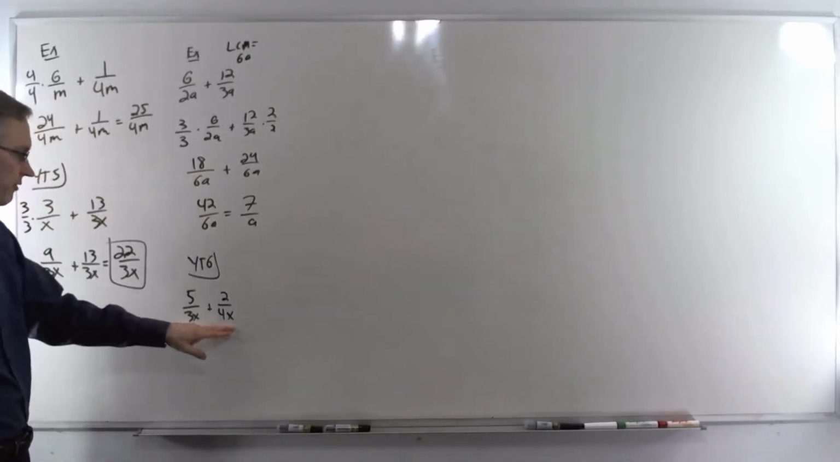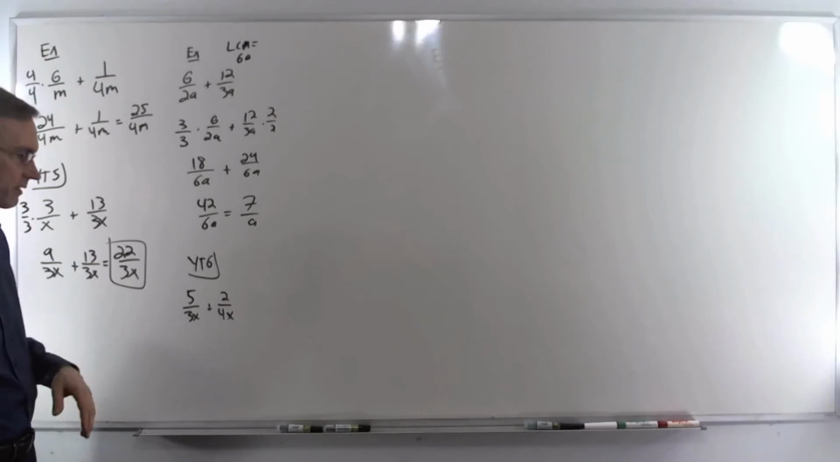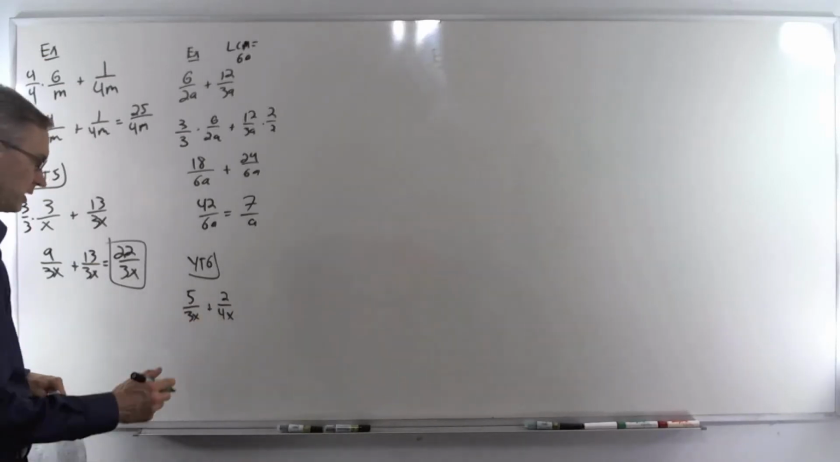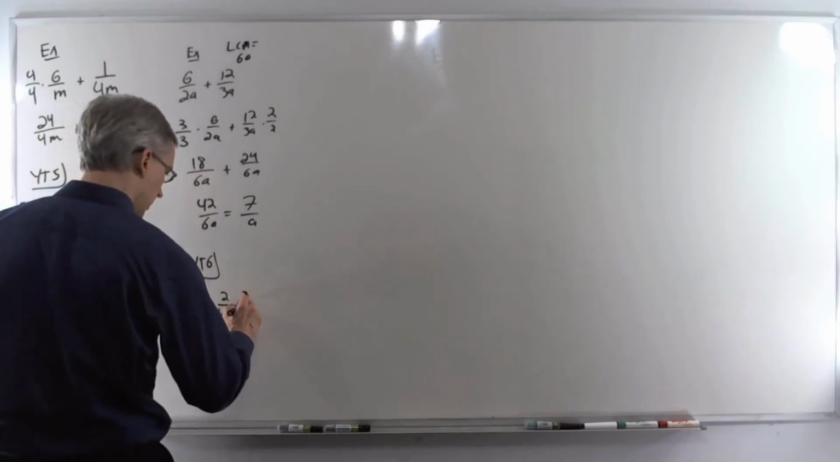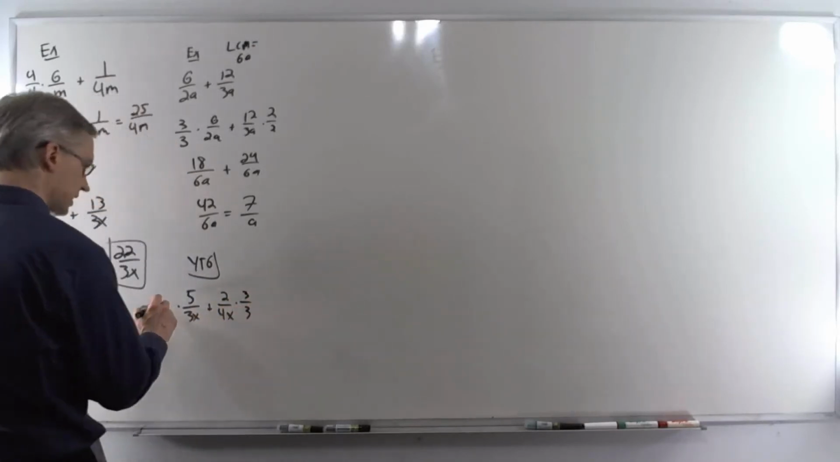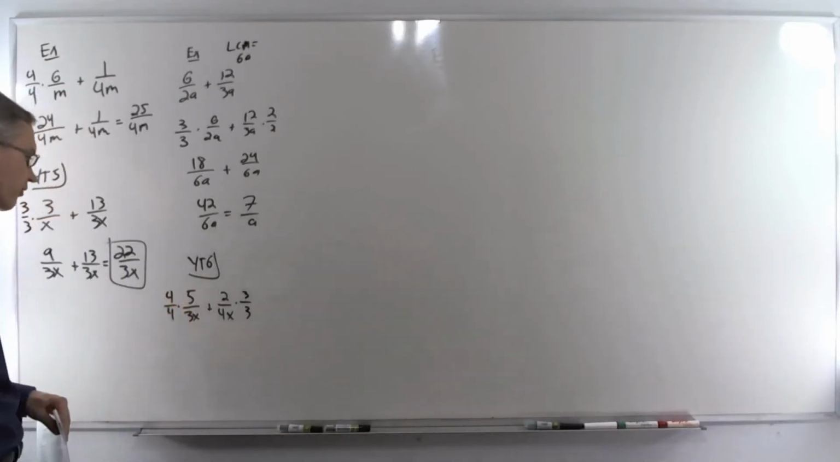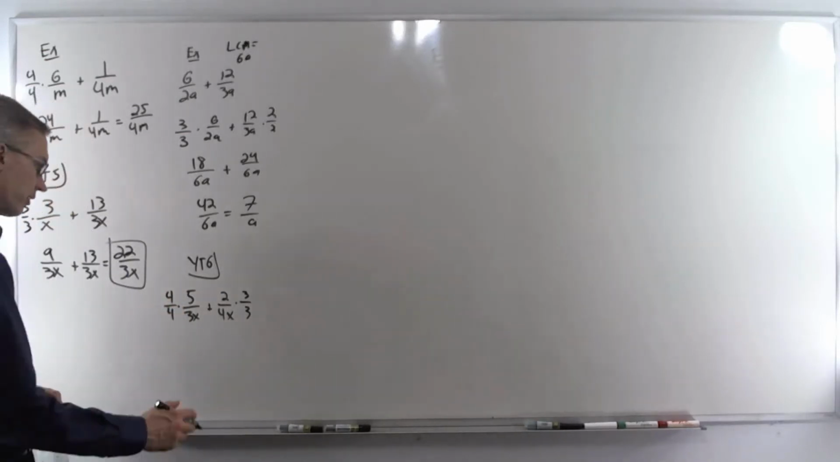Alright, so we just have one variable, they're both to the first power, so we're all set there. We need to make sure we get the same coefficient out front. The least common multiple will be 12x. So we'll multiply the first fraction by 4 over 4, and the second fraction by 3 over 3.